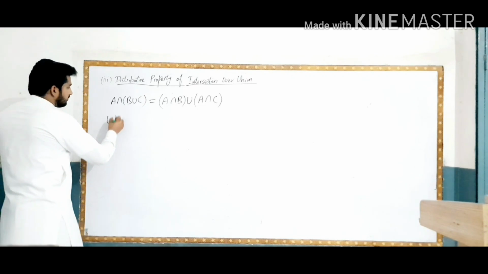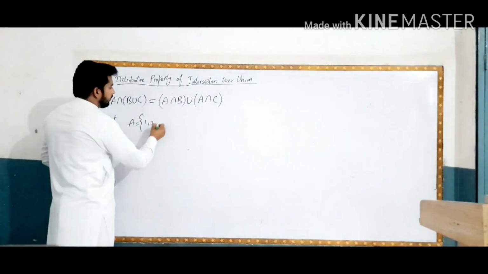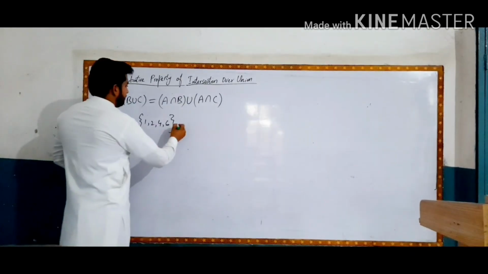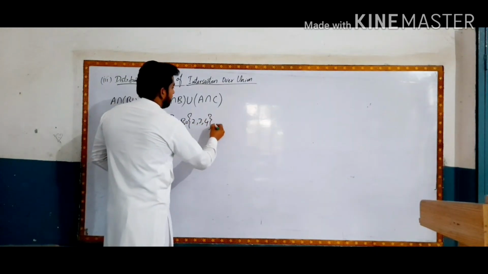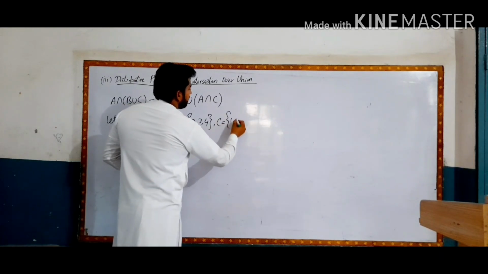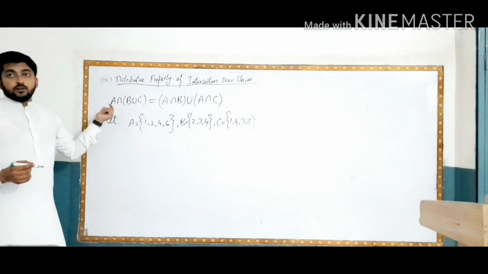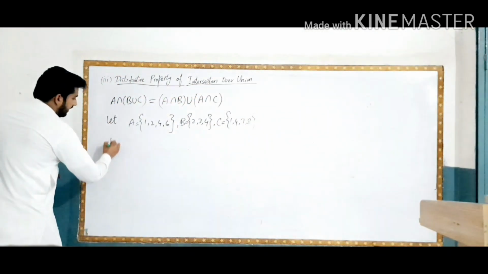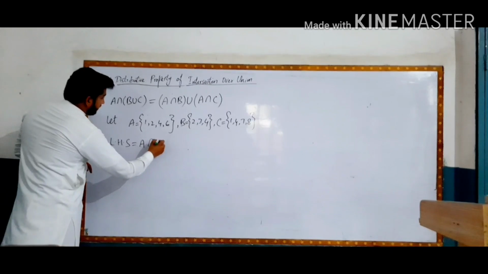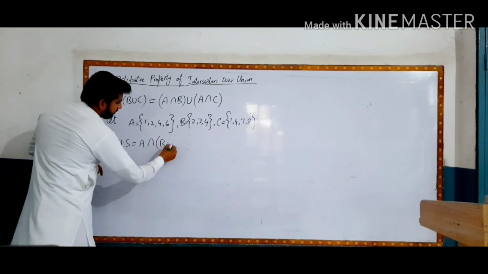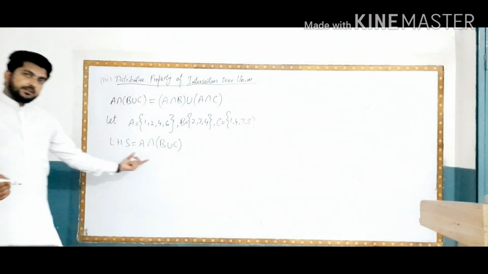So let A is equal to 1, 2, 4, 6 and B is equal to 2, 3, 4 and C is equal to 1, 4, 7, 8. Now take the left side of this property. The left hand side of the property is A intersection (B union C).